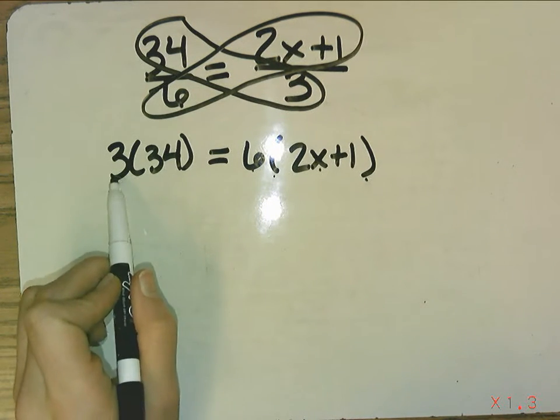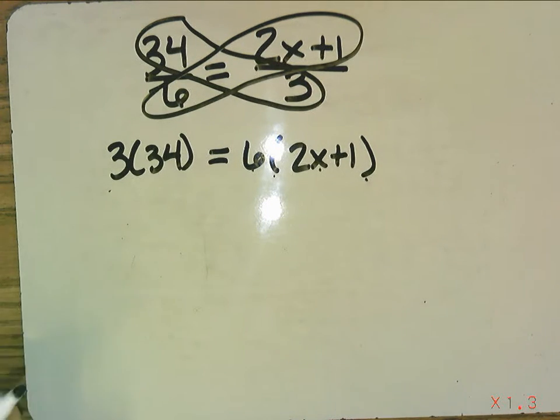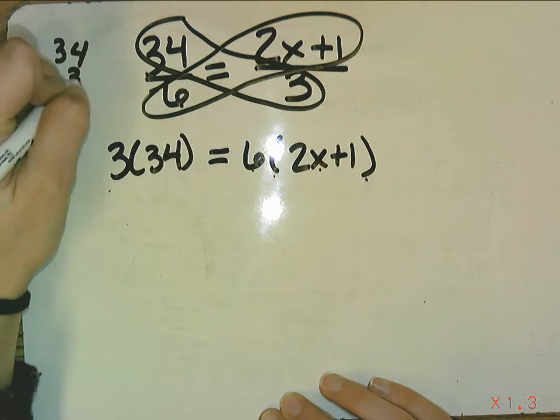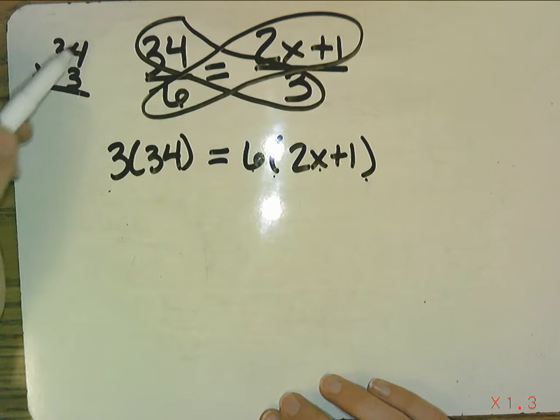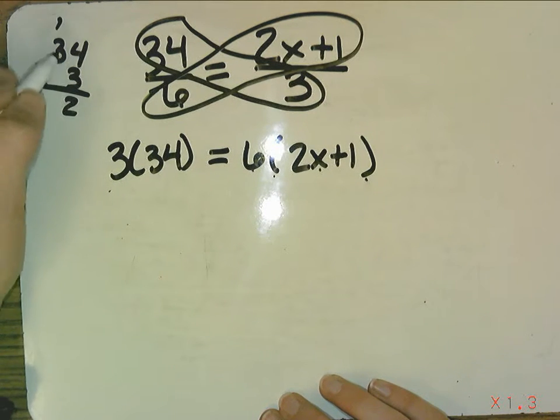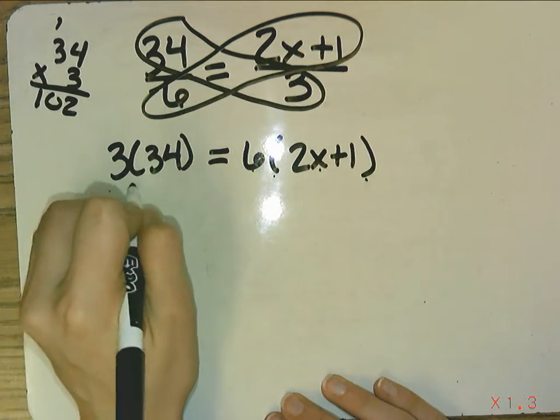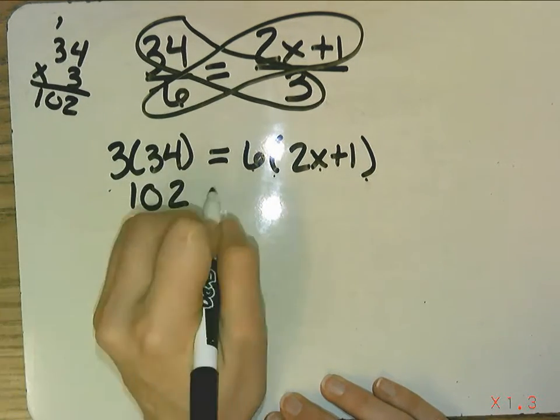I'm going to multiply 3 and 34 in order to figure out what that is. I'm going to do some side math. So I have 34 times 3. 3 times 4 is 12. 3 times 3 is 9, plus an extra 1 gives me 10. So this side of my equation is 102.